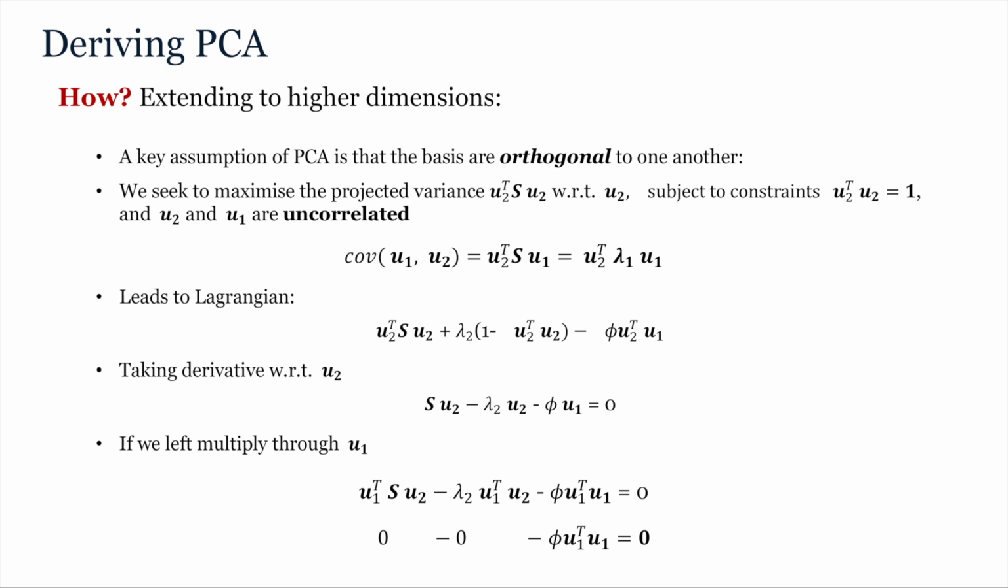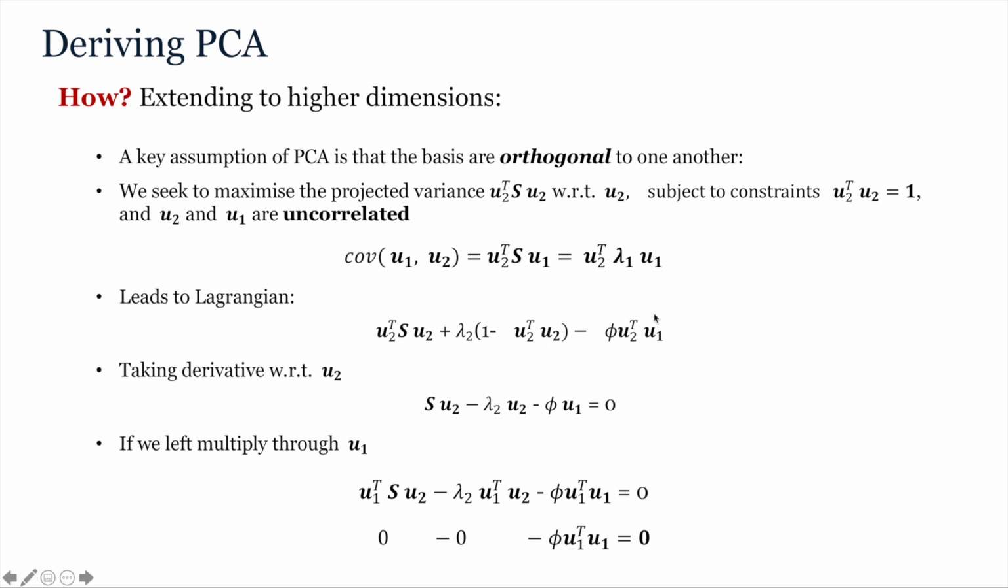We can then repeat this process to extend to higher dimensions. So our next choice of eigenvector is constrained by the assumption that the basis is orthogonal, and thus represents a rotation and projection of the coordinate space. Thus now, when we seek our second eigenvector u2, we instead have two Lagrange multipliers, lambda 2 and phi, where lambda 2 constrains the second eigenvector to unit magnitude, and phi sets the projection of u2 onto u1 equal to 0.